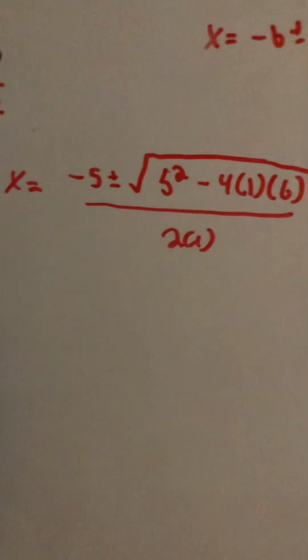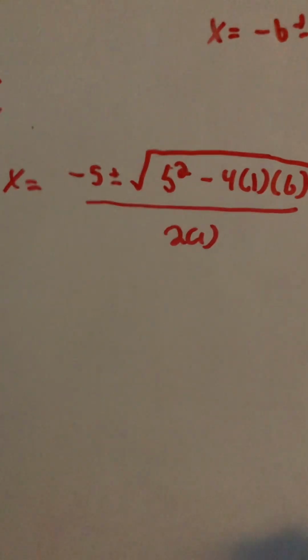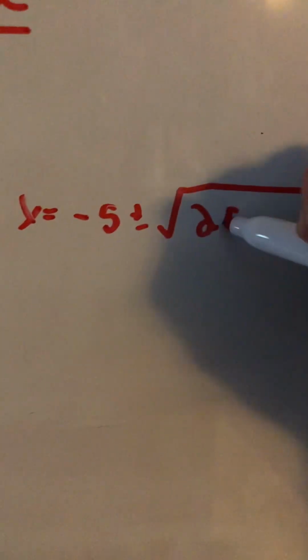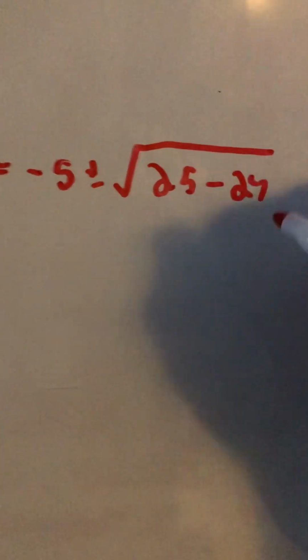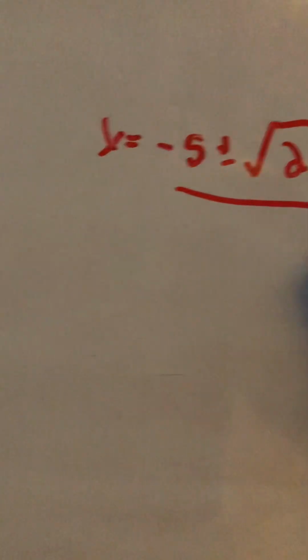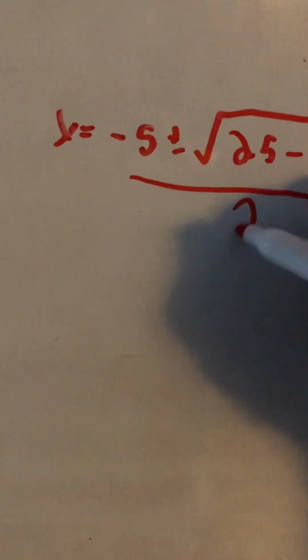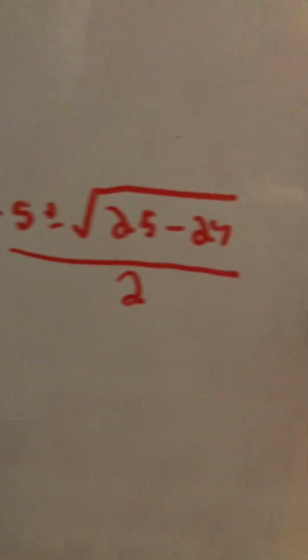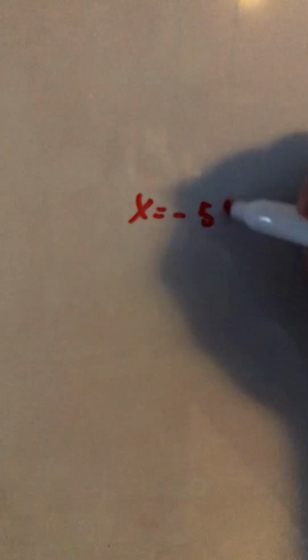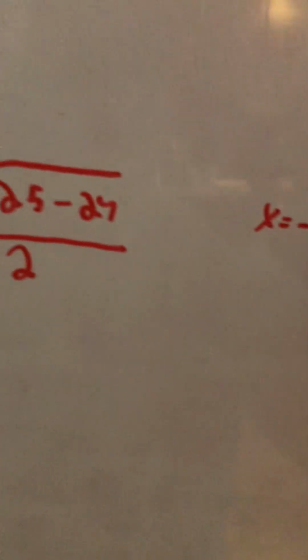All right, so what I'm going to do here is simplify what's inside the square root. So x is equal to negative 5 plus or minus the square root of, what's 5 squared? 5 squared is just 25. And then negative 4 times 1 times 6, which is negative 24. So it's going to be 25 minus 24 inside the square root. And then the denominator is going to be 2, because 2 times 1 is 2. So I've got that so far. Now I'm going to simplify this even further. So x is equal to negative 5 plus or minus the square root of 25 minus 24, which is just the square root of 1, over 2.